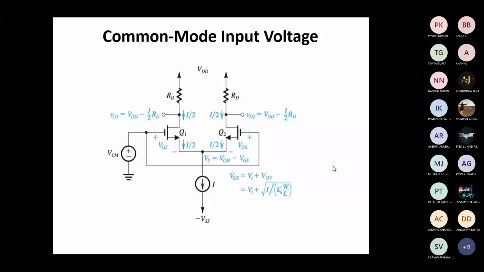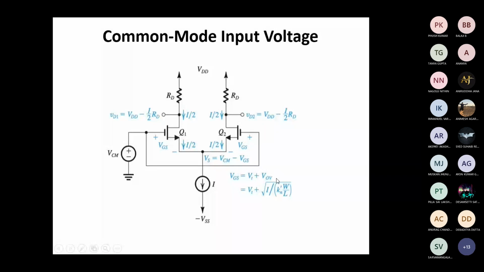It will not respond. And this Vs represents the source voltage. This source voltage is calculated as the common mode input voltage minus the gate to source voltage. This is the equation for VGS. VGS can be represented in terms of the threshold voltage VT plus the overdrive voltage. You have studied that the overdrive voltage is VGS minus VT. So this is rewritten as VGS equal to VT plus the overdrive voltage.